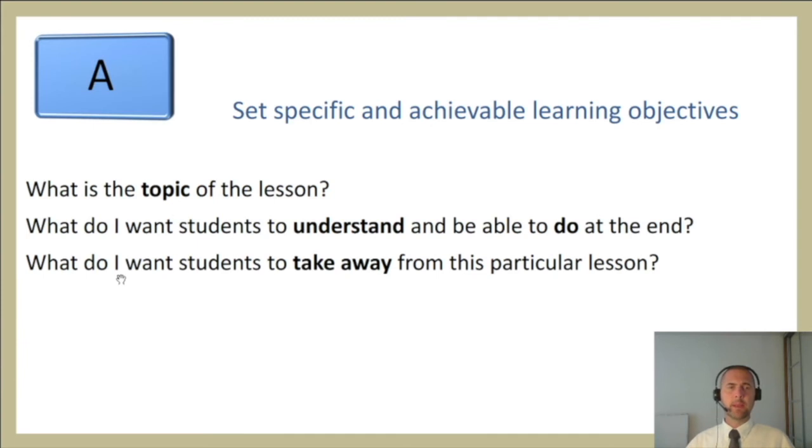So the first thing, section A, I'd say you need to set specific and achievable learning objectives. So that is asking yourself these questions. What is the topic of the lesson? What do I want students to understand and be able to do at the end? And what do I want students to take away from this particular lesson? Notice the emphasis here on the word do. What do I want students to do? So this will get you thinking in terms of active learning.